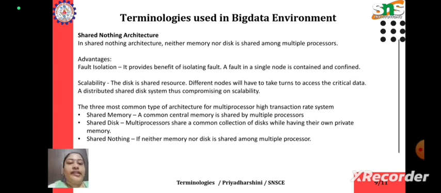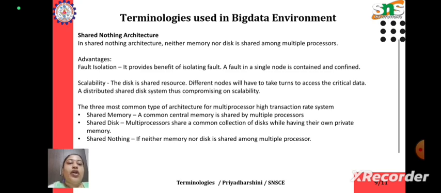What is fault isolation? It provides the benefit of isolating the system from the fault. A fault in a single node is contained and confined. The next one is scalability. When the disk is a shared resource, different nodes have to take turns to access the critical data. So a distributed shared nothing system thus excels in scalability.